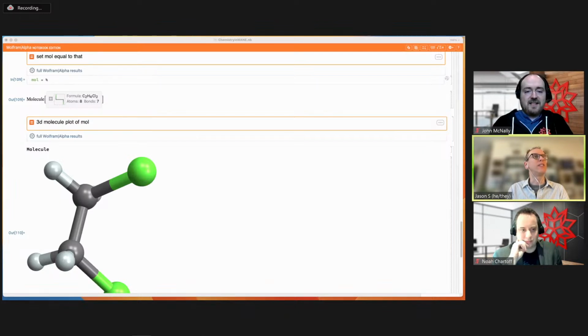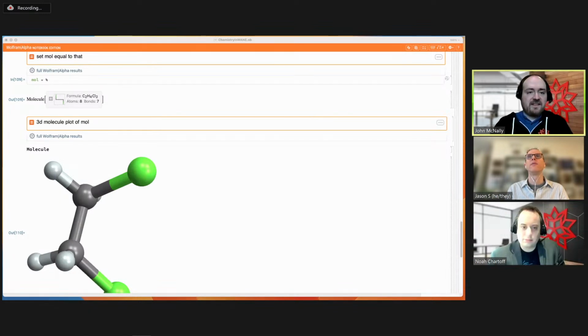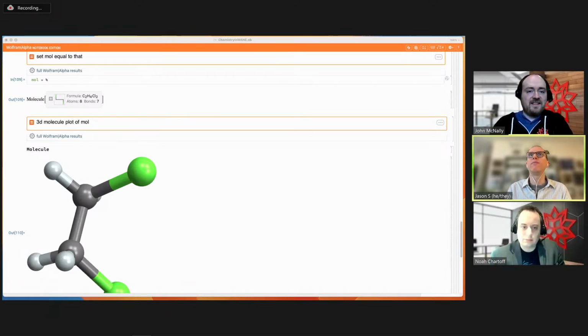I haven't used it much myself, and I don't remember if it might be a Wolfram Function Repository function. Are you talking about molecule recognize? It is in fact molecule recognize. That's the one. But molecule recognize works on 2D pictures. Yeah, it works on 2D images.